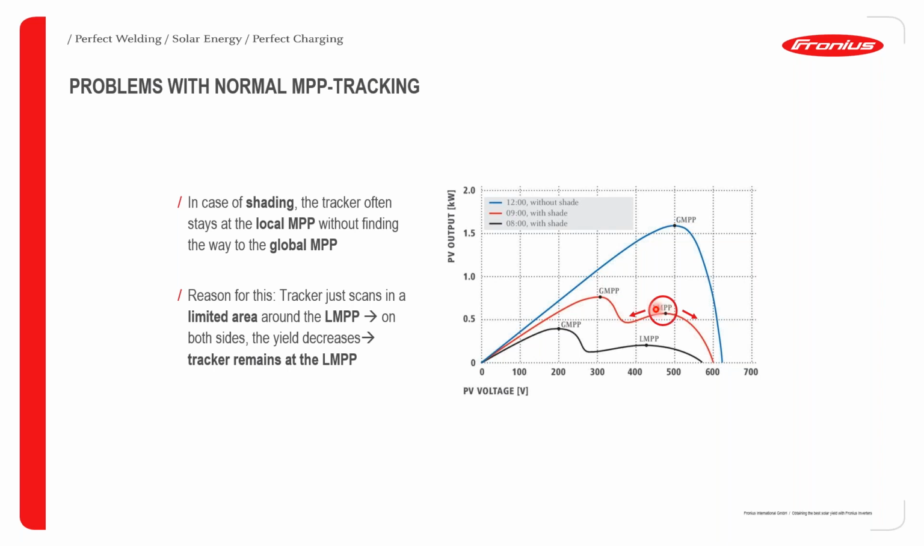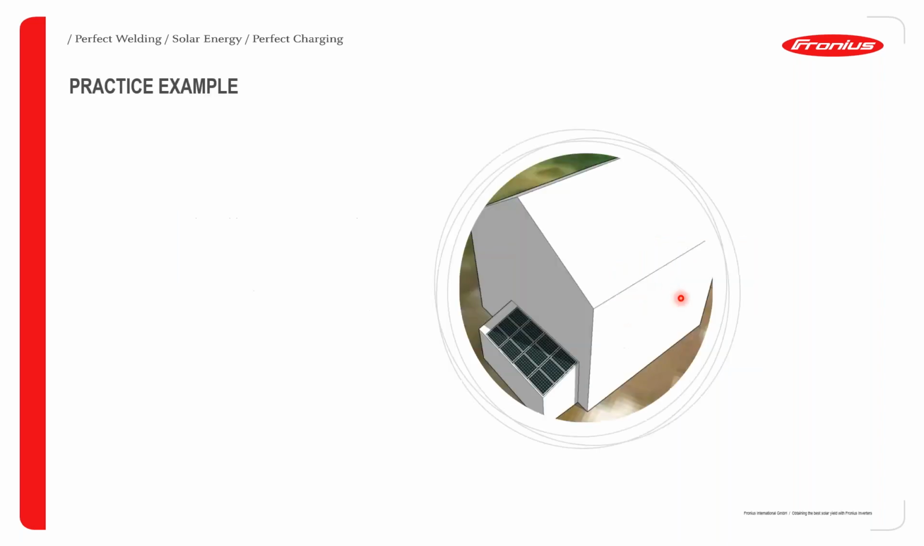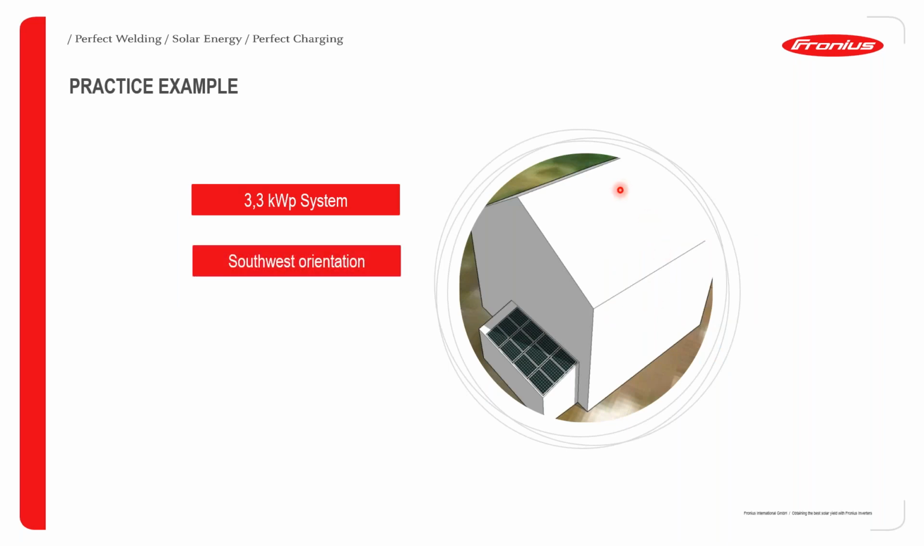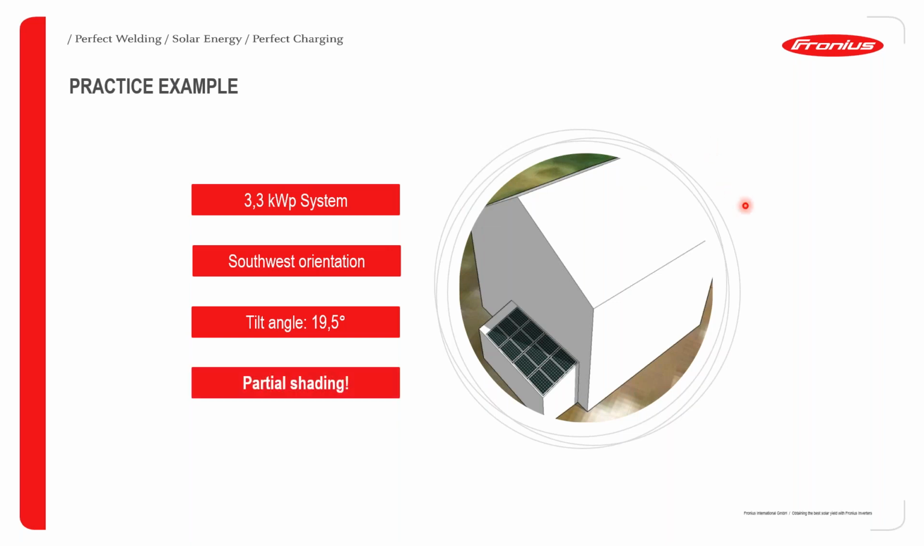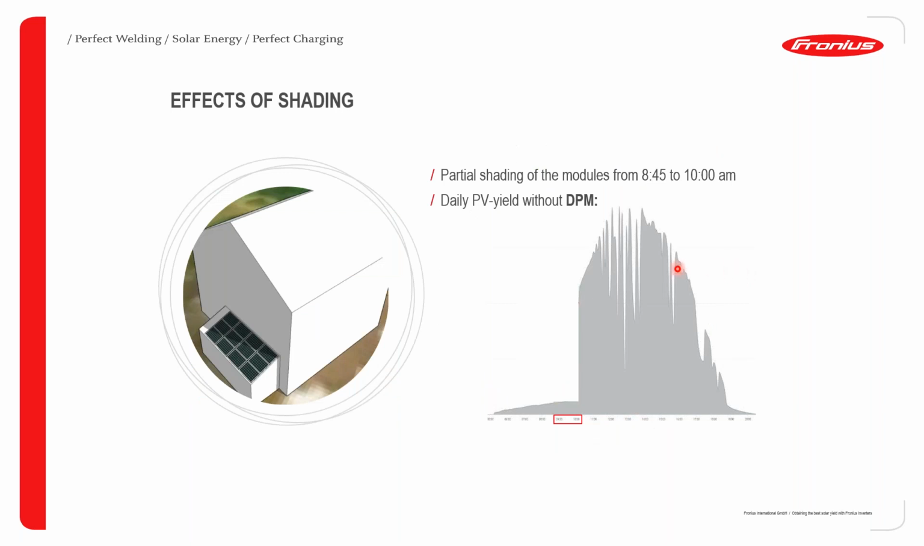When the inverter doesn't have a dynamic peak manager, it means that once it finds a maximum power point, it starts production at that point without checking the entire IV curve, and you can run into some substantial yield losses. So to show this further, we are going to consider a practical system that is about 3.3 kilowatt peak with a southwest orientation and a tilt angle of about 19.5, and which is experiencing partial shading.